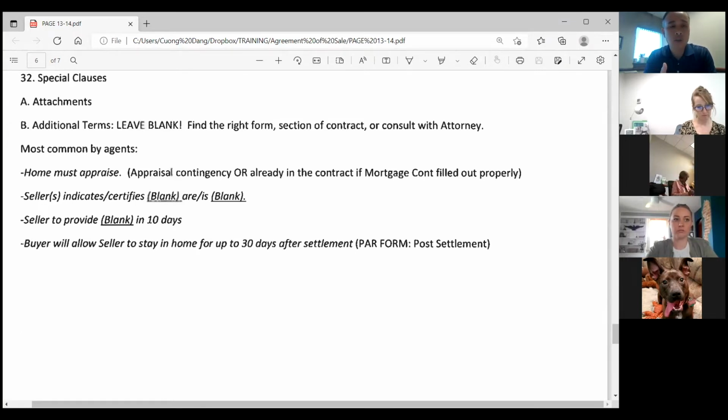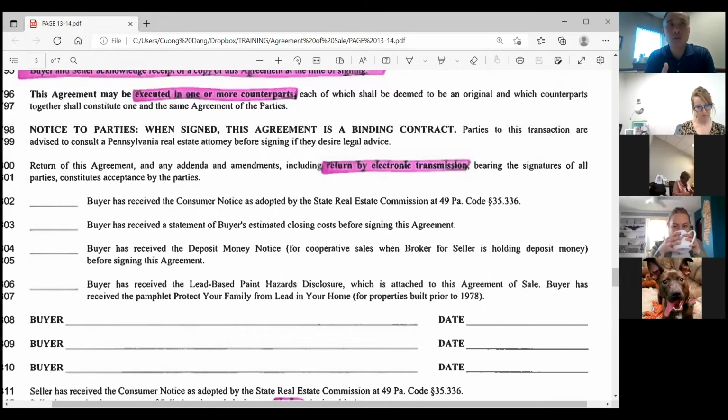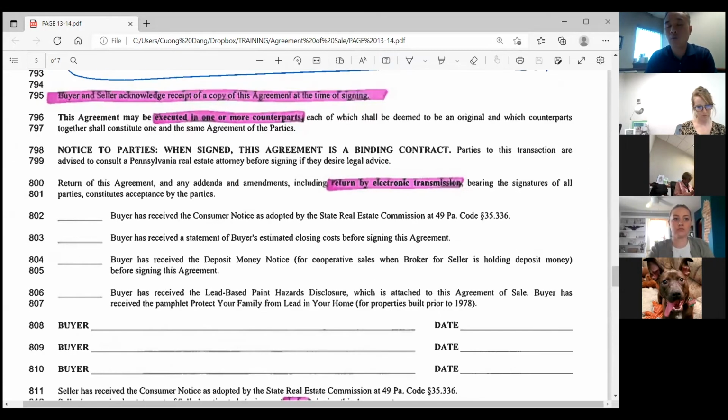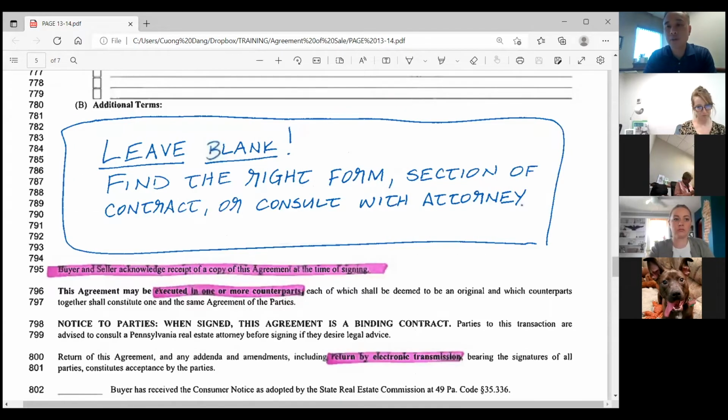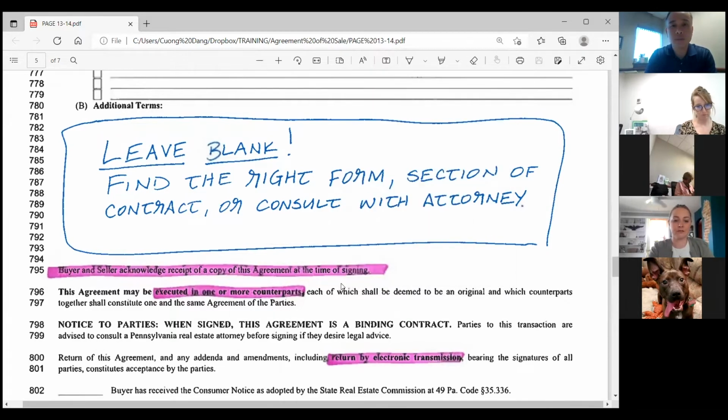"Seller to provide blank in 10 days." For example, seller has to provide a perc and probe in 10 days. Well, if you're going to do that, then you might as well just have a septic inspection, because then all the terms are written in there, the who, what, where, when, and how. So what if they don't provide it in 10 days? What happens? It doesn't direct you anywhere by writing that. Okay.